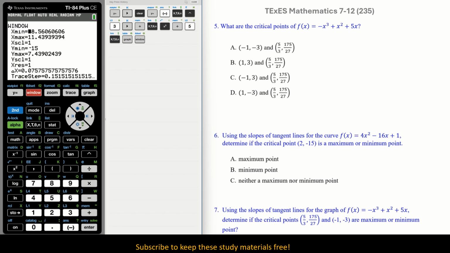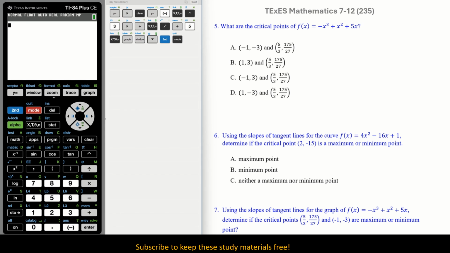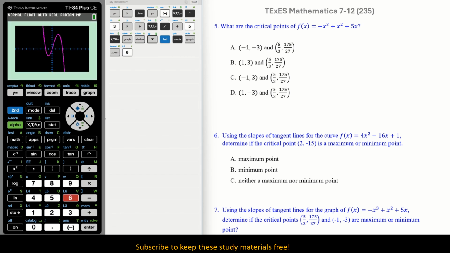So let's push window and let's go back. We have a minus 15. Let's go to a standard window. I'm going to back out of that and go graph again, zoom. Let's do a 6. Let's go to number 6. See that pops back without me messing with it. Kind of an automatic window. Nice and convenient.